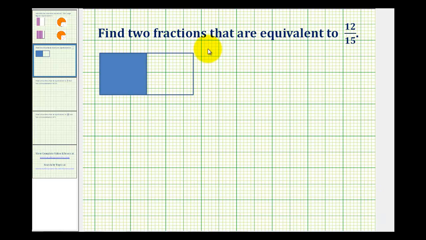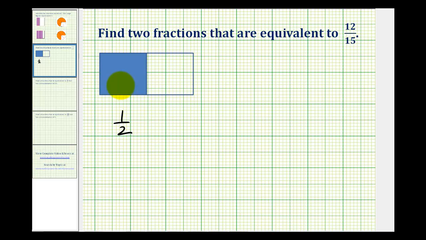We want to find two fractions that are equivalent to 12/15ths. Equivalent fractions are fractions that are equal in value but have different numerators and denominators. For example, if we take a look at this fraction model here, because there are two equal pieces and one of them is shaded, this fraction model would represent 1/2.